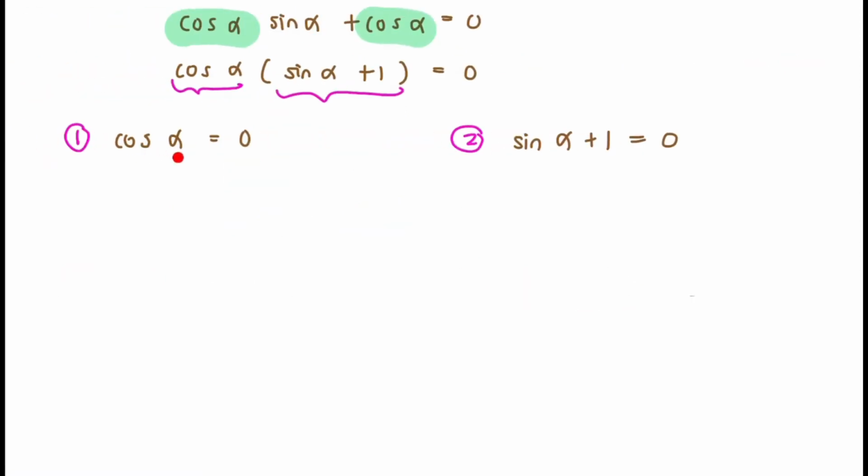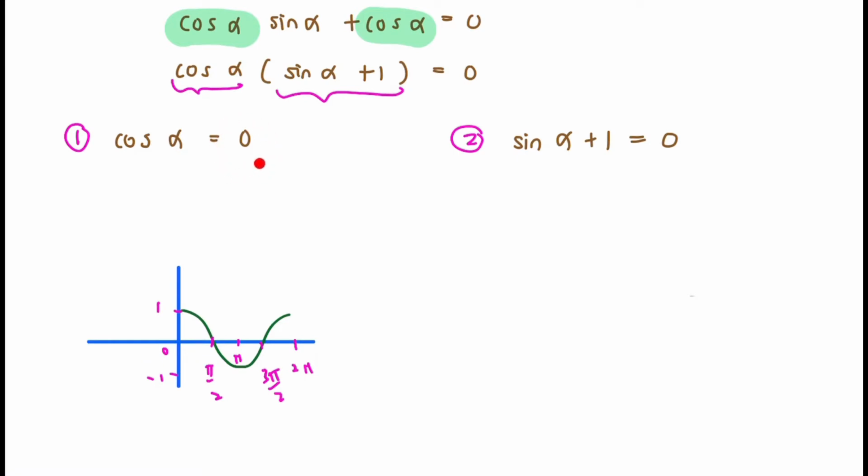Now, to solve cos alpha equal to 0, we need to use reference angle as well. But another way that you can solve is by graphing. Let me show you. This is the graph for cos. So apart from using reference angle, you can also find the value of 0 or 1 or minus 1 on your right hand side. It's easier if you draw the graph.